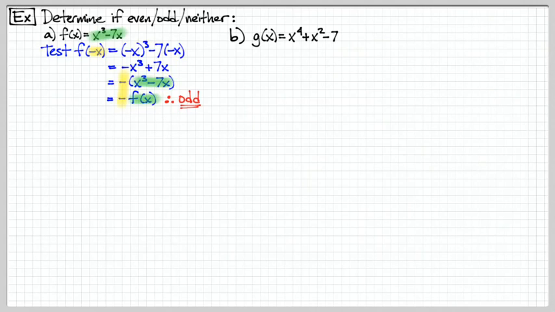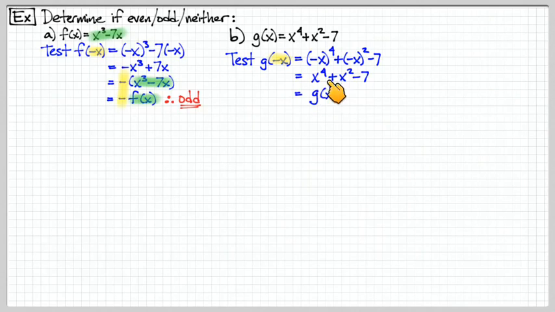Let's do the same for g of x. We're going to test that the same way. Plug in negative x. When I do this, look what happens. Negative x raised to the fourth power is just going to be x to the fourth. Negative x raised to the second power is just x squared. The negatives really don't have an effect because once I raise it to the fourth power, it just disappears. So in this case, we see that the functions are exactly the same. It started out to be this, I applied a negative x to it, and got the same thing. So in this case, we say it's even.